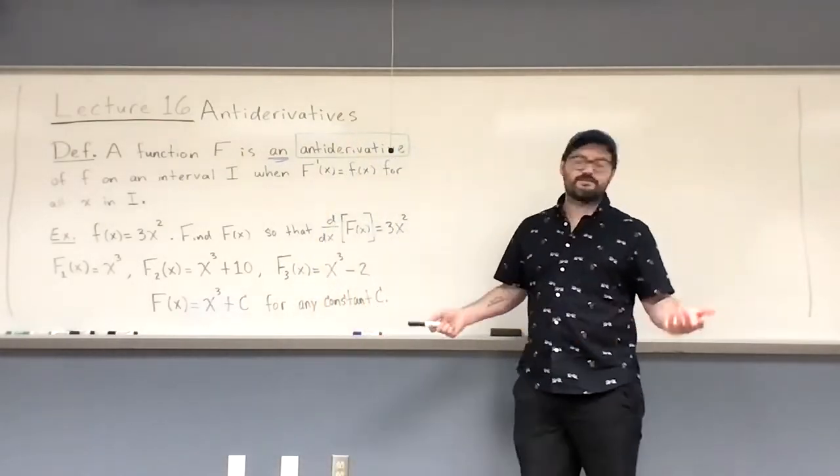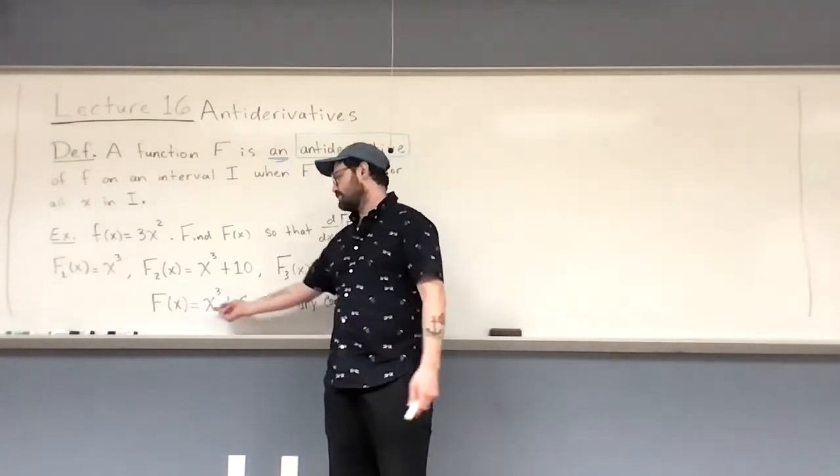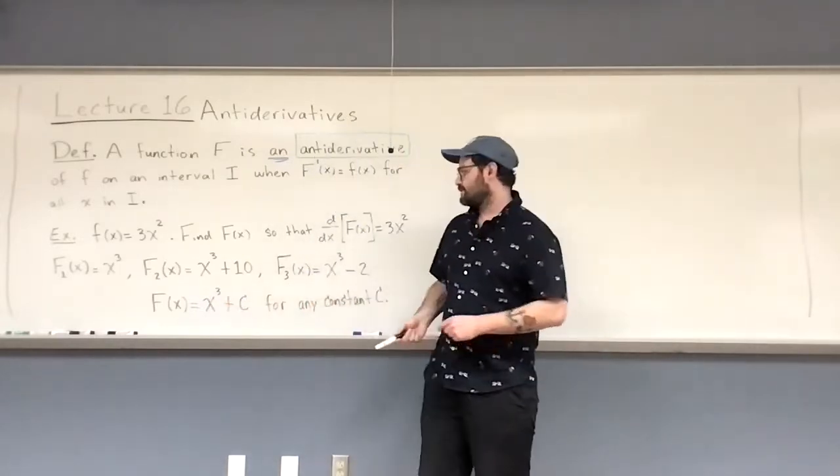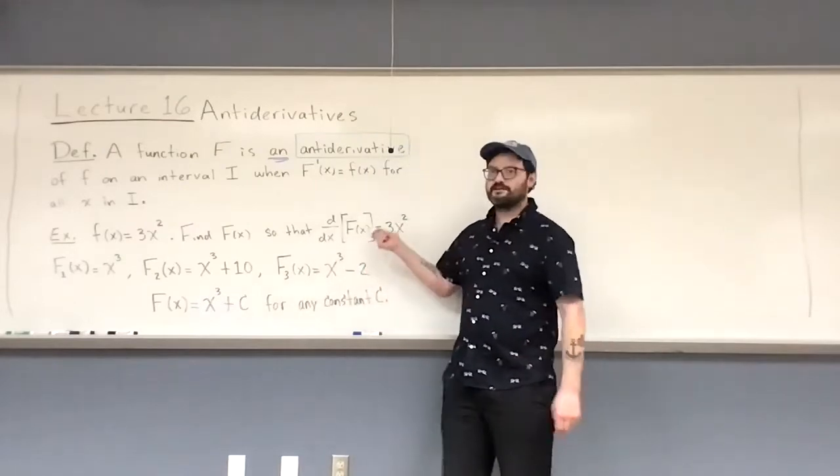Right? If that's a constant, you take the derivative of this, that's going to go to 0, and this will be 3x squared. So anything that looks like that will satisfy this equation.